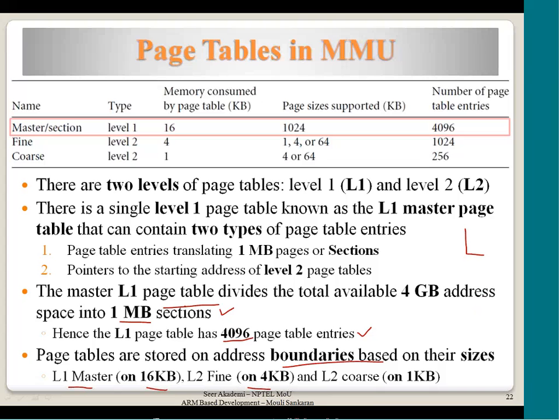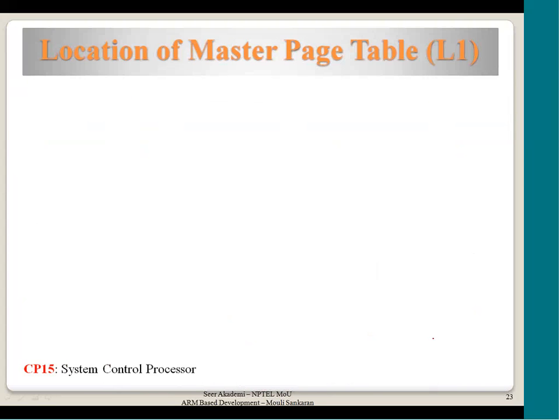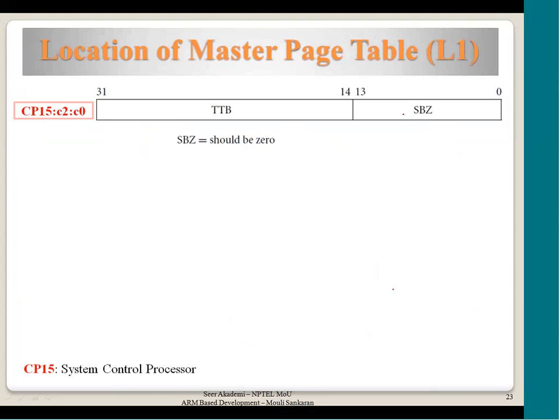Similarly, the L2 coarse table size is 4 KB, so it has to be on a 4 KB boundary. And the L2 fine table size is 1 KB, so it has to be on a 1 KB boundary. Okay, what I mean by boundary address, you all understand. So let us go to this now.